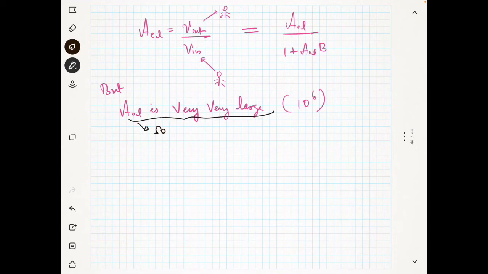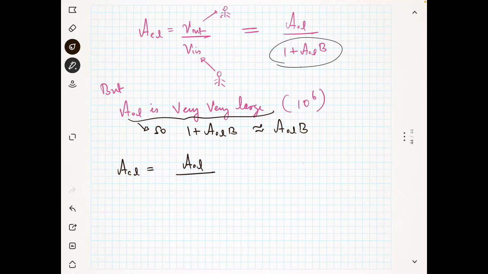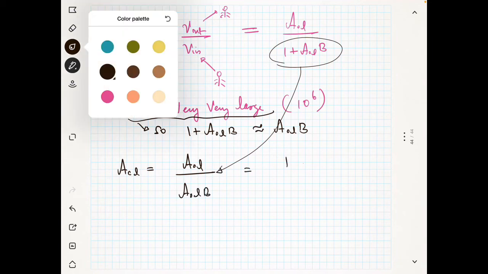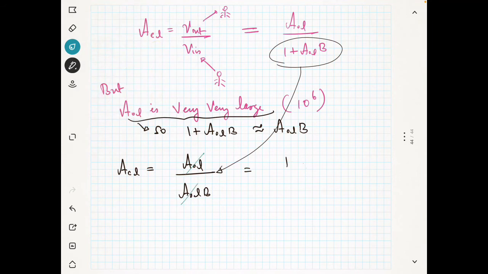Because of that I can write my 1 plus AOL into B is approximately equal to AOL into B, right? Because AOL is very large number. So the closed loop gain is equal to AOL divided by this 1 plus AOL. I am going to replace with AOL into B. So this will cancel out, so this becomes 1 by B, right?